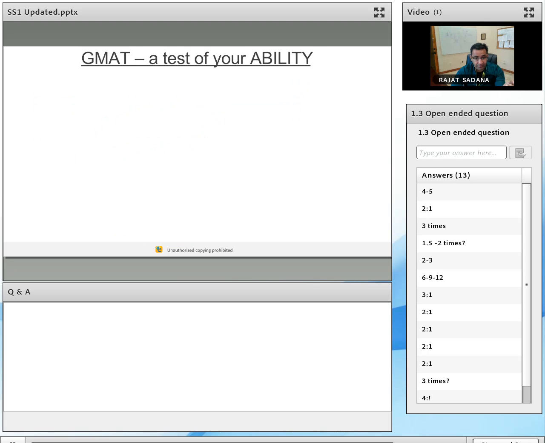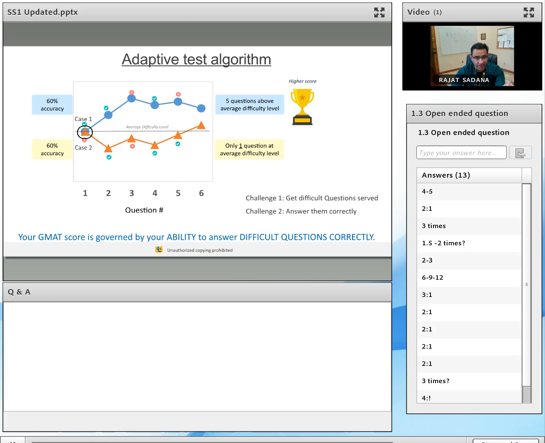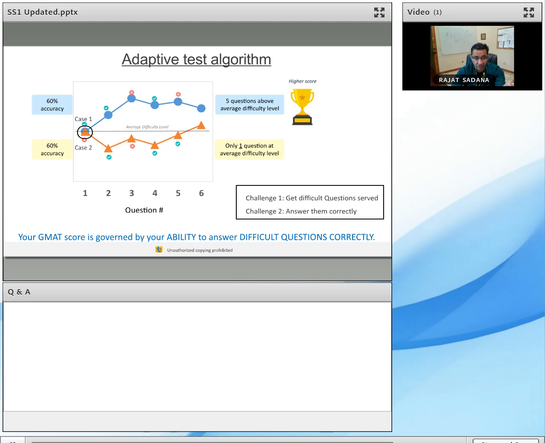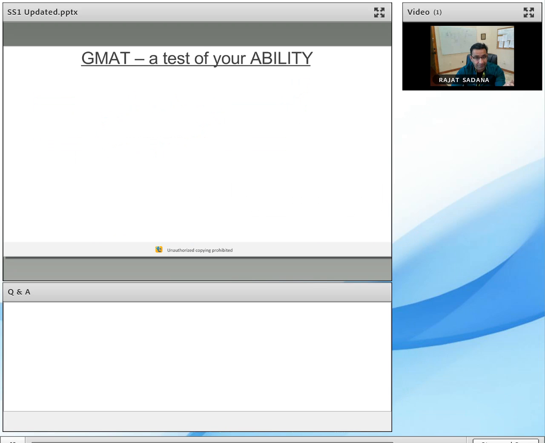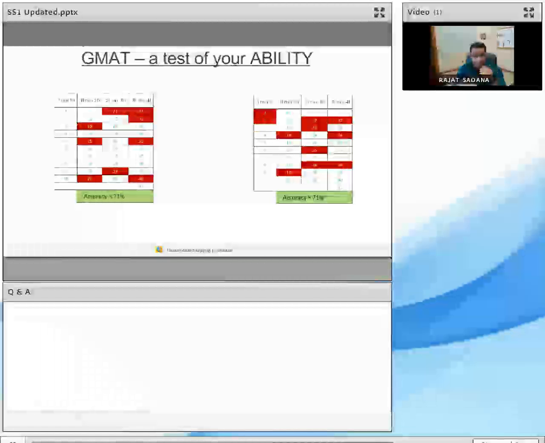Okay. So when it comes to acing the GMAT, you have these two challenges. Challenge 1 is to make sure that difficult questions are served to you. Challenge 2 is to answer them correctly. Now, this was just a principle, and now I'm going to share some actual examples with you.